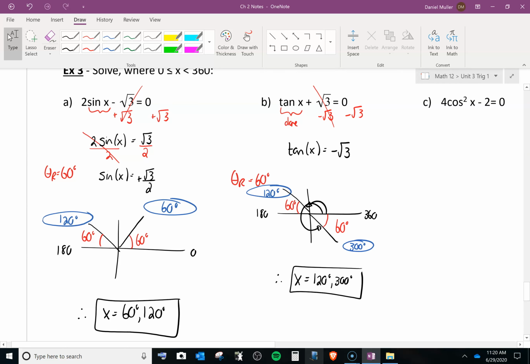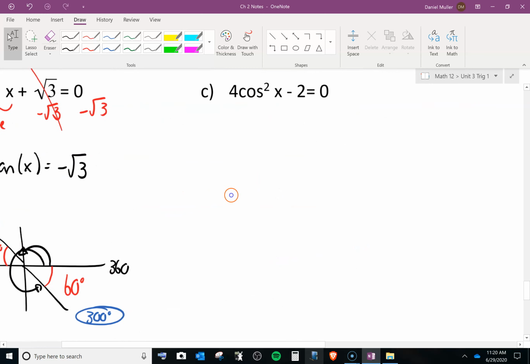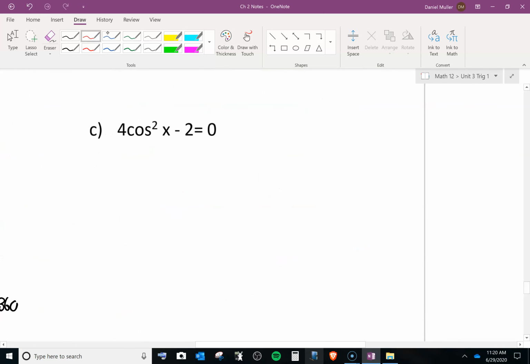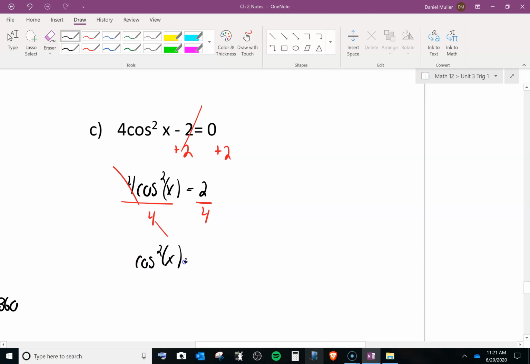Now for my favorite question, letter C. I'm going to add this 2 over to the right. So I get 4 cos squared of x is equal to 2. And then I'm going to divide by 4. So cos squared of x is equal to 2 over 4. Now you might want to reduce that to 1 over 2.